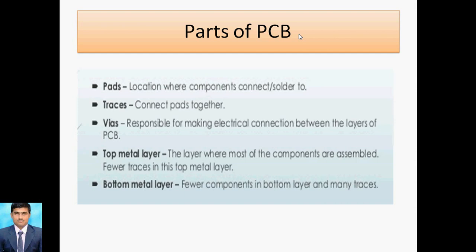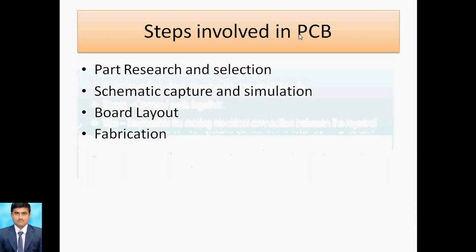So in the top metal layer, it can assemble fewer traces on the top side, and on the bottom side, many of the traces are there as compared to the top metal layer. Then the steps involved in a PCB.